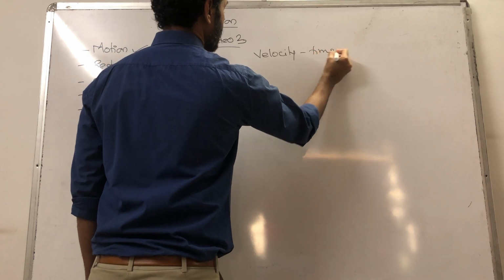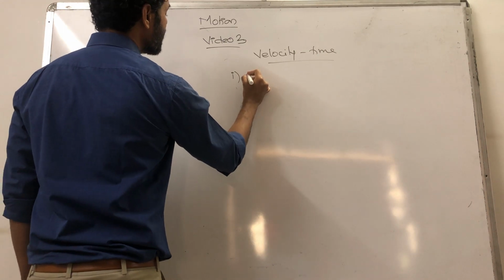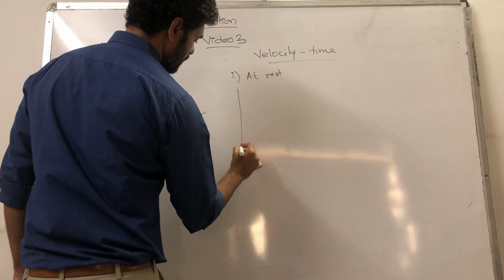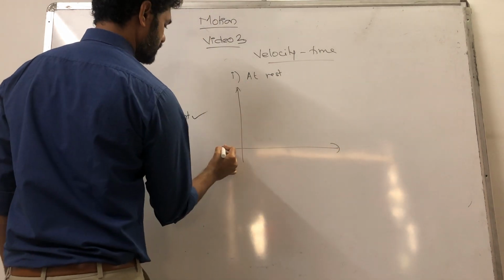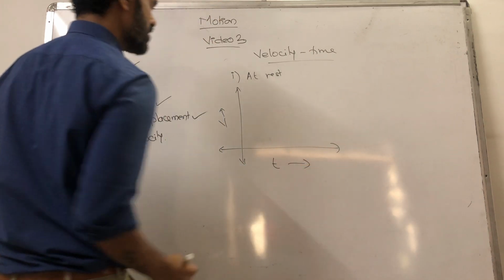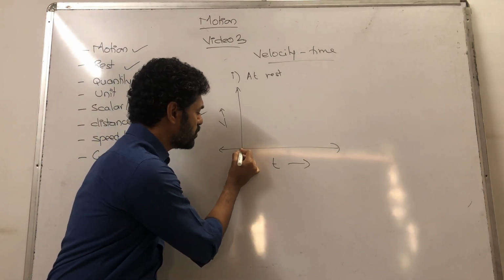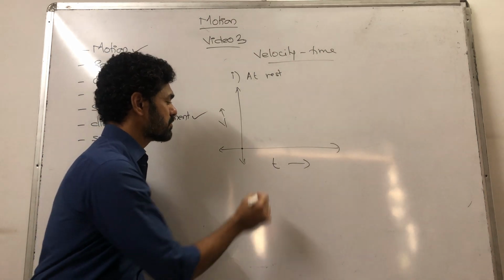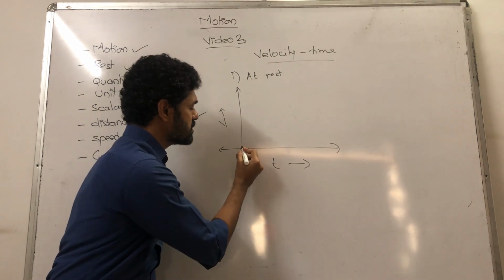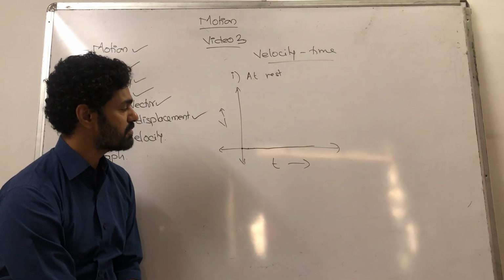Velocity time graph. First, body at rest. On y-axis we have velocity, on the x-axis we have time. Now because the body is at rest, at time t equals 0 the velocity will also be 0. After 1 second, the body is at rest, so the velocity is 0. 2 seconds, velocity will be 0. So for a body at rest, the x-axis will be your graph.